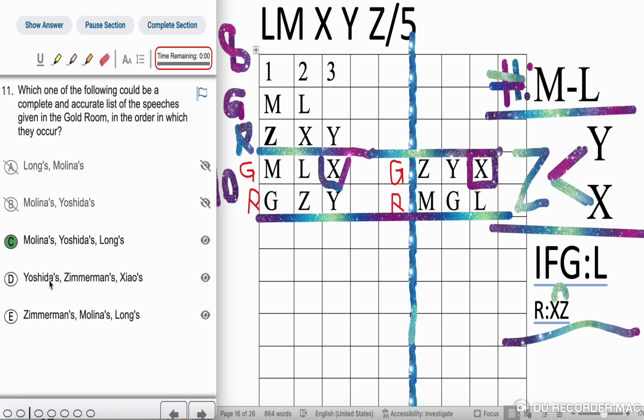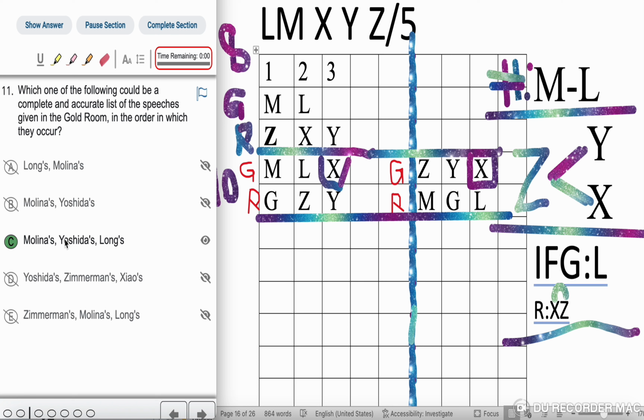Y has to be after Z, and here Y is before, so go ahead and eliminate that. Z, M, L. We're talking about the gold room, so if L is in the gold room, then Z is going to be in the R room. So based on that condition, you're going to have to remove this. So by process of elimination, eliminate choice C.